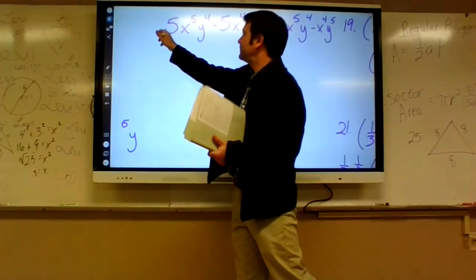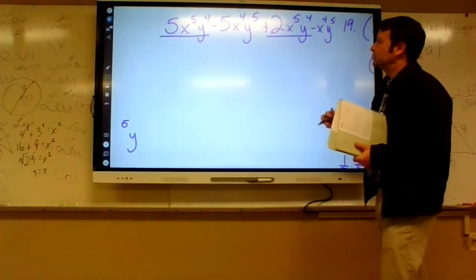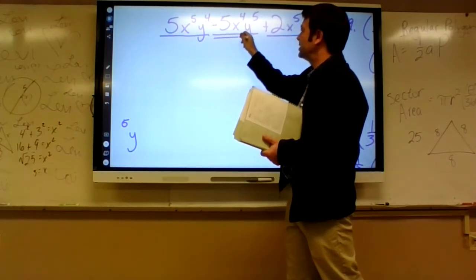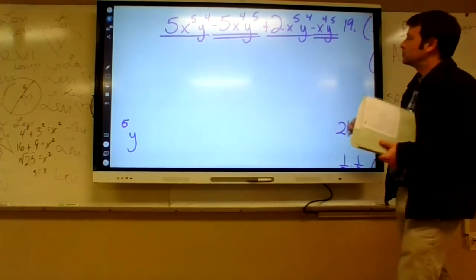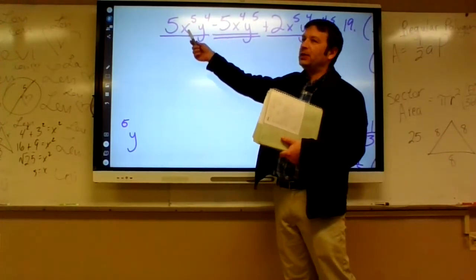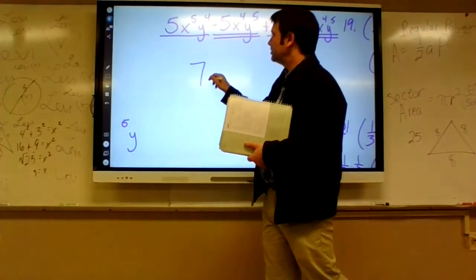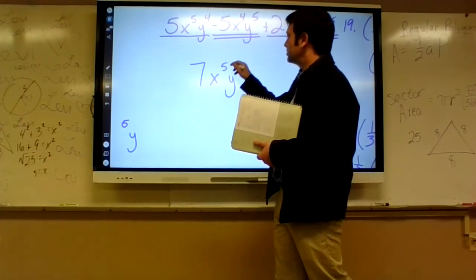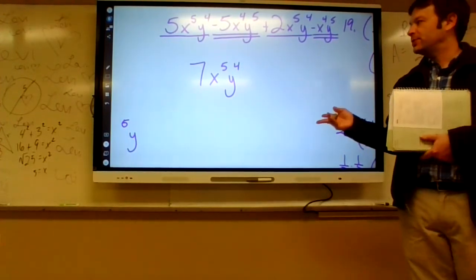Yes. Here's an x to the 5, y to the 4. There's an x to the 5, y to the 4. Here's an x to the 4, y to the 5. So we have 5 of these plus 2 of these makes 7. Do I change the exponents or not? No. 5 of those plus 2 of those makes 7 of those, so it doesn't change.